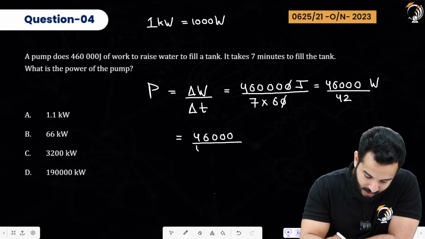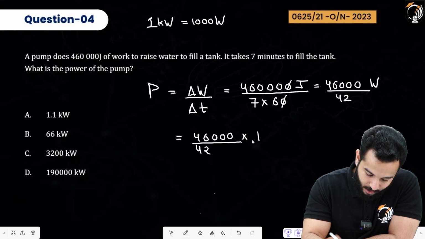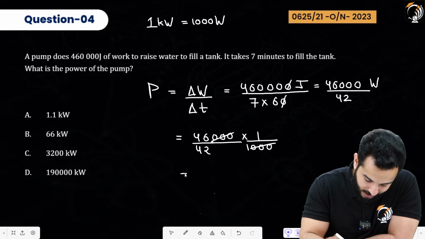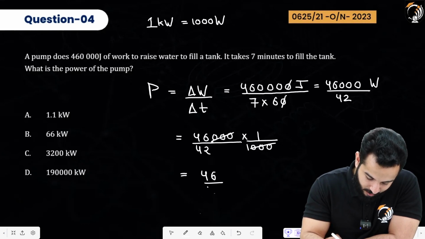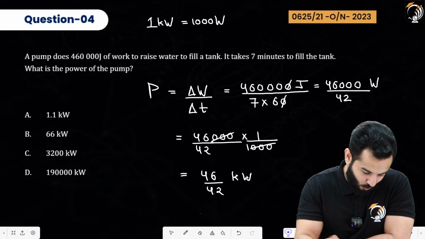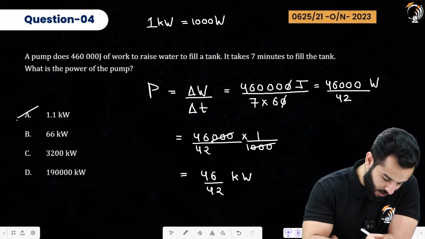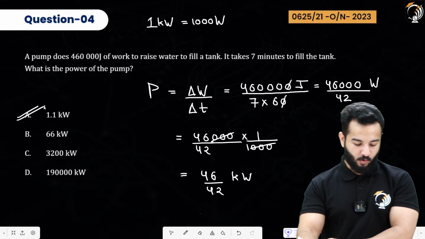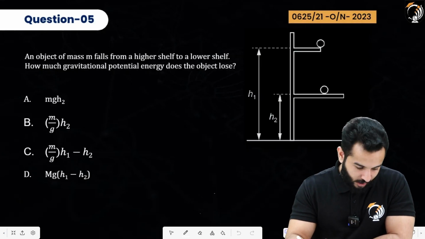So that means let's divide this number by 1000. So you're going to get 46 by 42, and I don't even have to use a calculator because it is slightly greater than 1, so I've got only one option, that is option A. So it's going to be 1.1 kilowatt. Moving on to the next one.